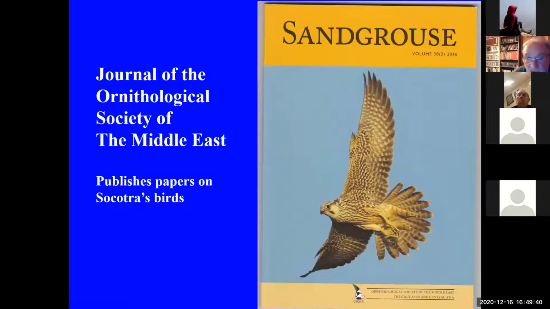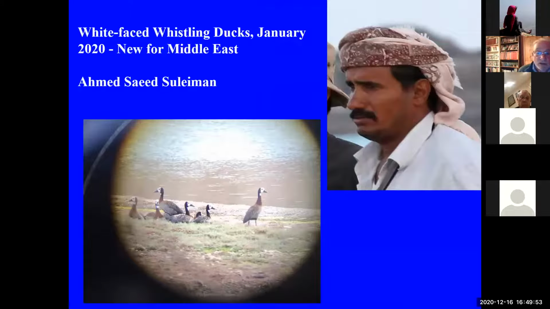And as far as birds are concerned, the Journal of the Ornithological Society of the Middle East, Sandgrouse, publishes many papers, including those on Socotra's birds. And in the recent issue, my good friend Ahmed Said wrote a paper about the discovery of white-faced whistling ducks, 12 of them, which arrived in January this year, a new record for the Middle East.